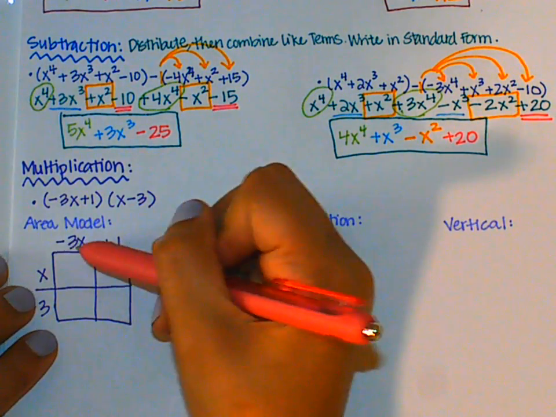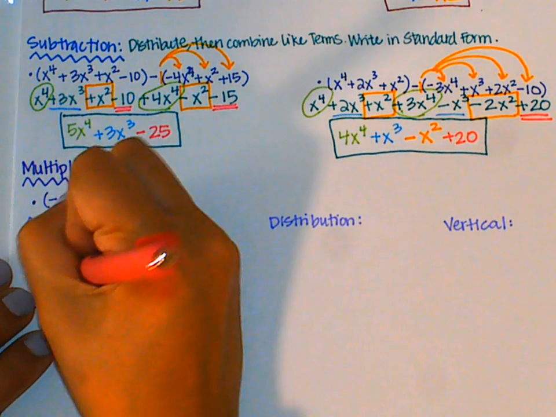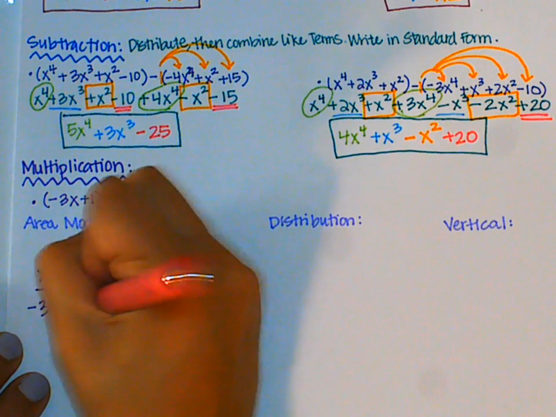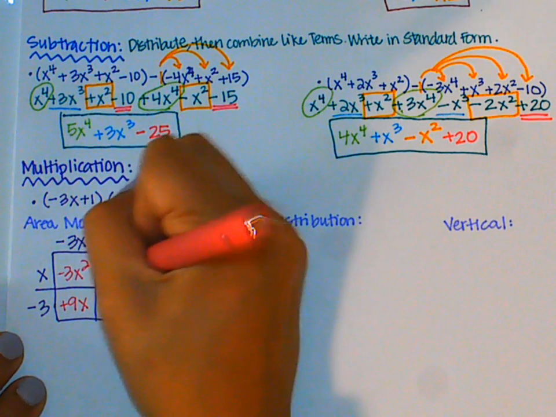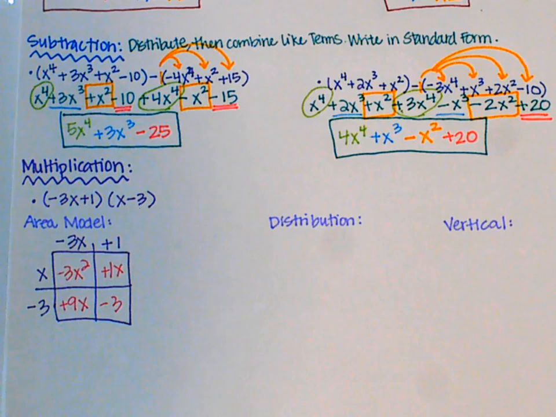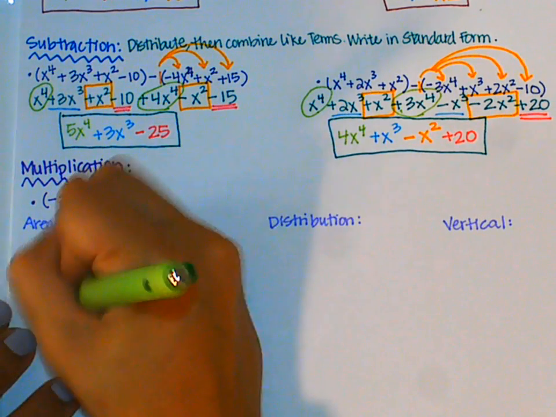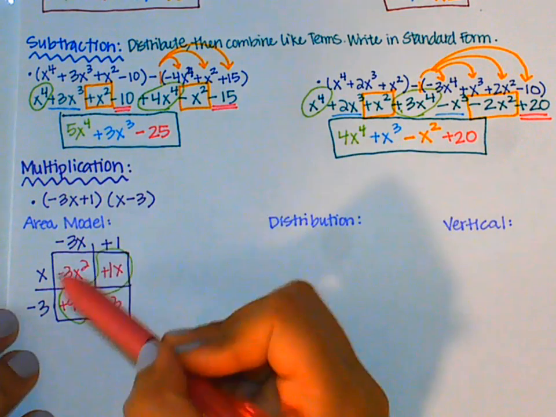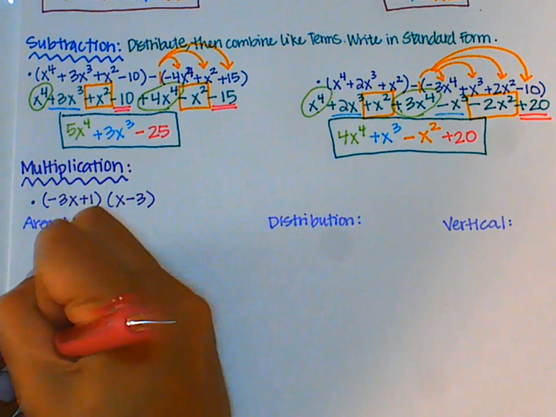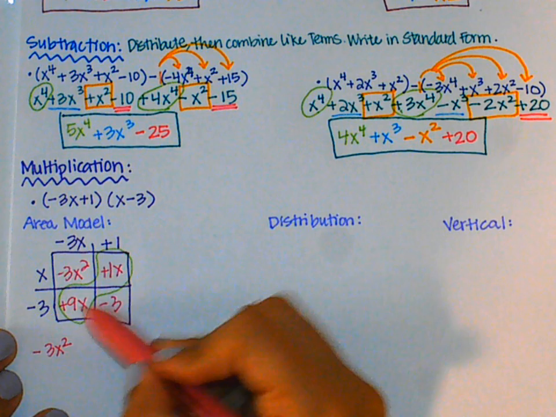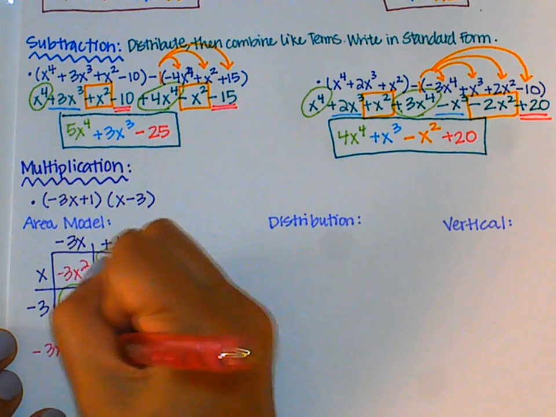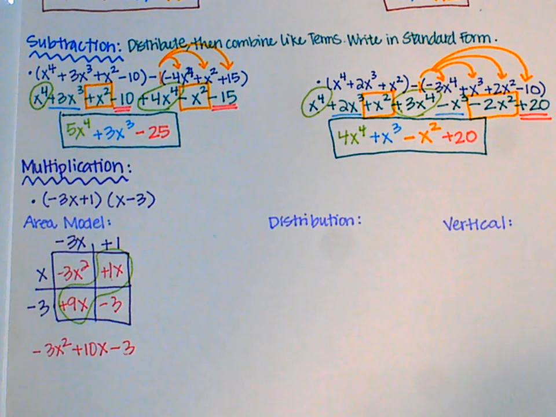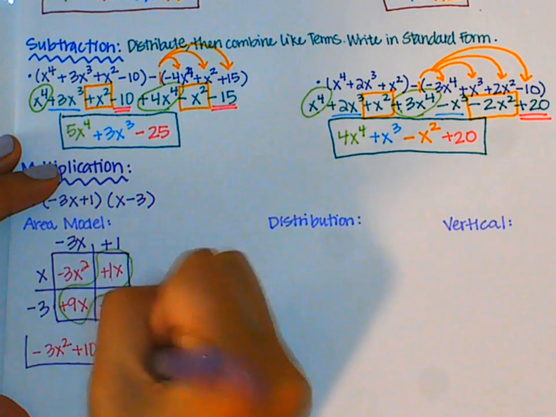So we have negative 3x times x, which gives me a negative 3x squared. A negative and a negative would give me a positive 9x, a positive 1x, and then a negative 3. So here we use our peanuts, or you could be using combining like terms, just like we did in addition. And now we can just write this as negative 3x squared. 9 plus 1 is 10x minus 3. And that becomes our final answer.